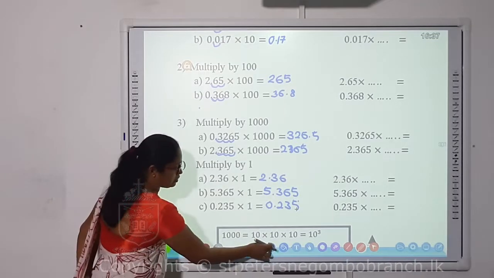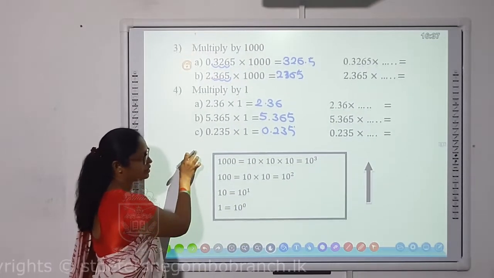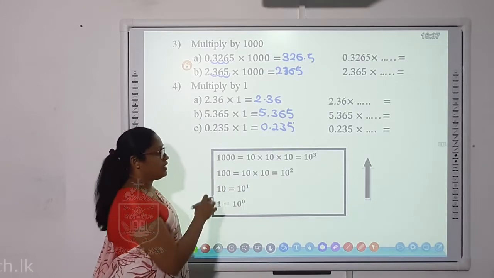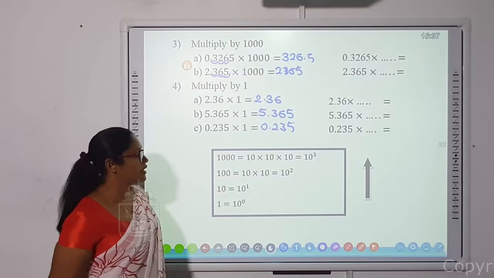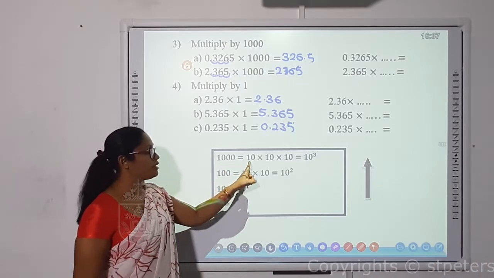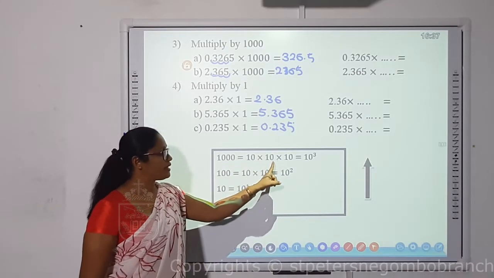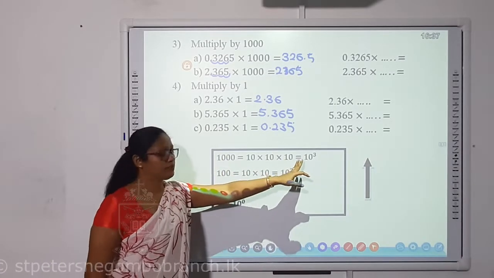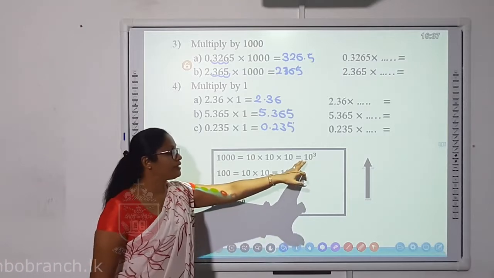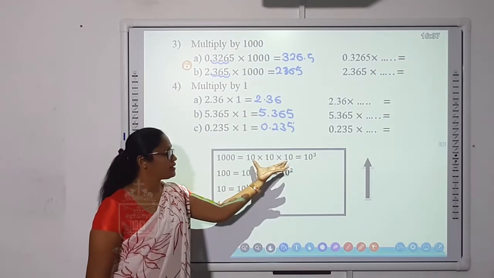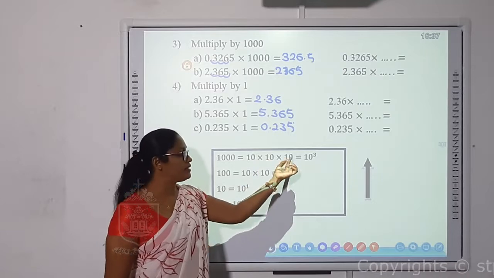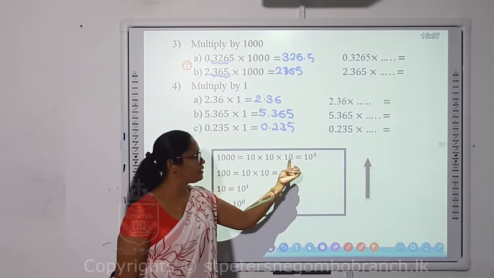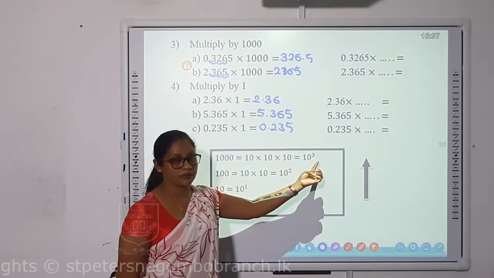So we will go to the special note I have written in the box. Look at this, 1000. 1000 is a multiple of 10. You can see clearly 1000 has been made by multiplying 3 tens. 10 times 10 times 10 is 1000. In the next step, using the theory of indices, I join these 3 tens and write it as a power, 10 to the power 3, because there are 3 tens.